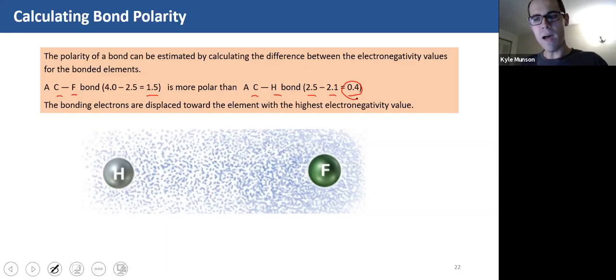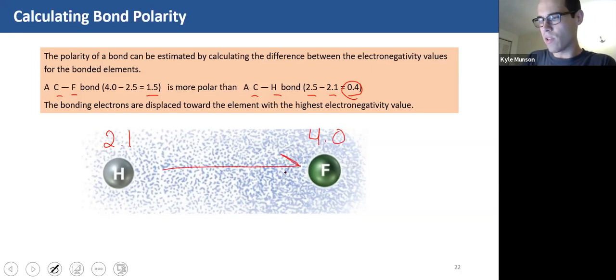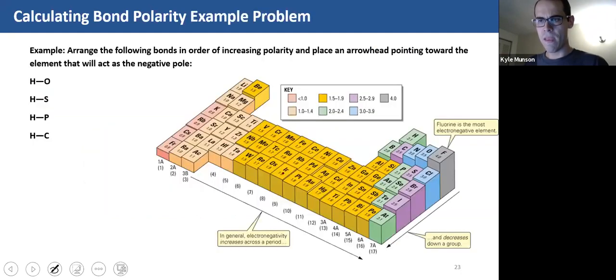The bonding electrons are displaced toward the element with the highest electronegativity value. So here, if we had hydrogen, which is 2.1, and fluorine, which is 4.0, the electrons are going this way towards fluorine. All right, so here's an example then. Arrange the following bonds in order of increasing polarity and place an arrowhead pointing towards the element that will act as the negative pole.